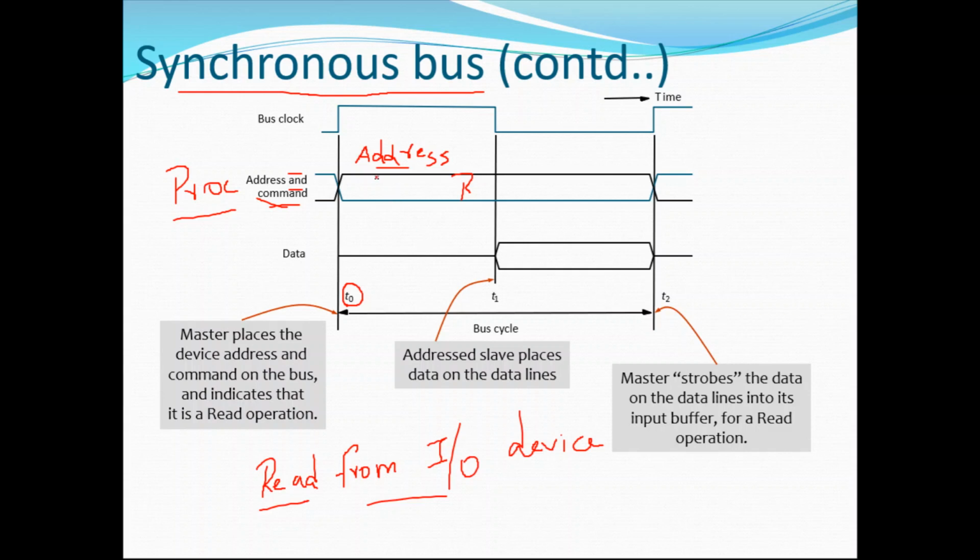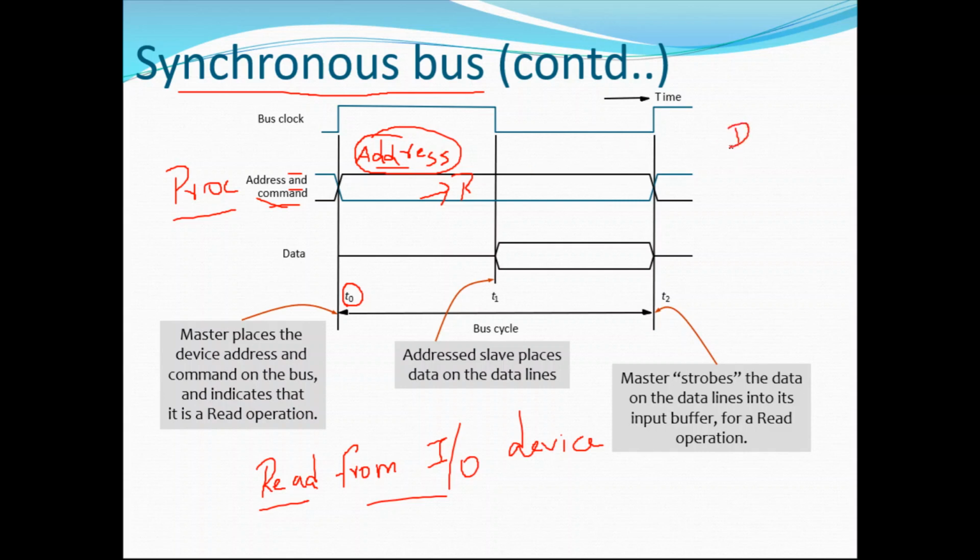Now every device will compare. It will take whatever address is given by the processor and compare it with its own address. Every IO device has its own address, right? So it will compare whether this command is supposed to be for me or not. Am I supposed to perform this operation or not? Like that they will compare.